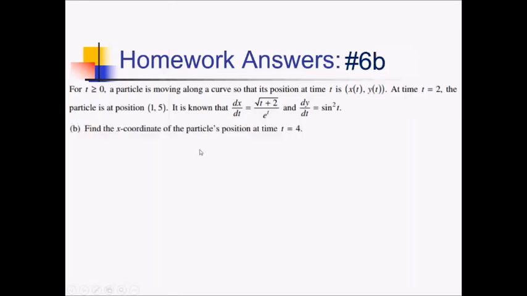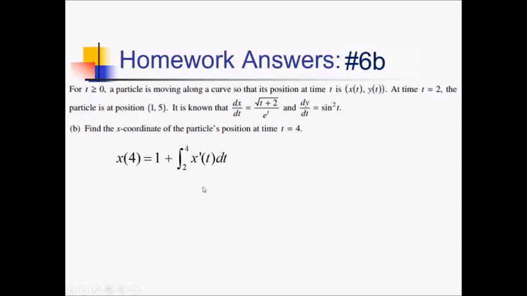For part B here, we want the x-coordinate of our particle's position at time 4. Since I have the derivative of the x value here, I just need to use my fundamental theorem. I've got an initial position, so we always do initial position plus the integral of the derivative over the time interval. So I can say x of 4 equals my initial x value of 1, plus I need an integral of, let's see here, we started at time 2, we're going to time 4, so integral from 2 to 4 of x prime of t dt. That's all I have to show for my setup.